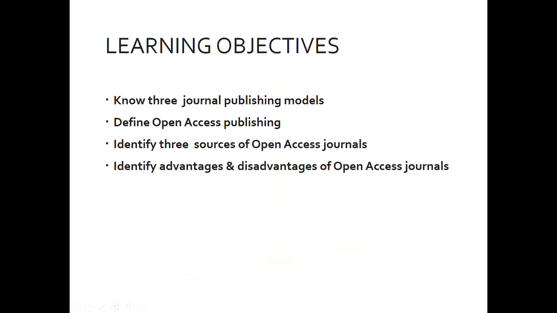This video will discuss three journal publishing models. I will define what open access publishing is. I'll identify several sources of open access journals and give you a little more information about two of them. And I will go over some advantages and disadvantages of open access journals.